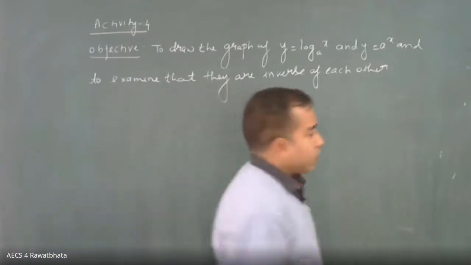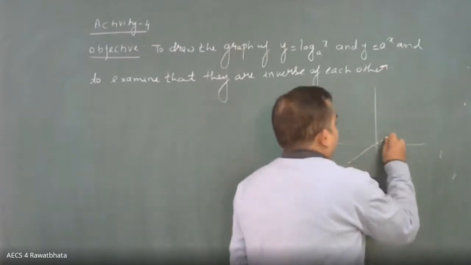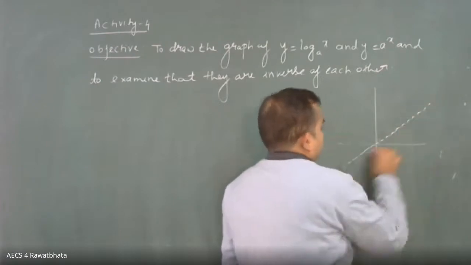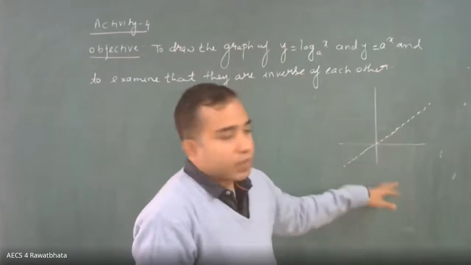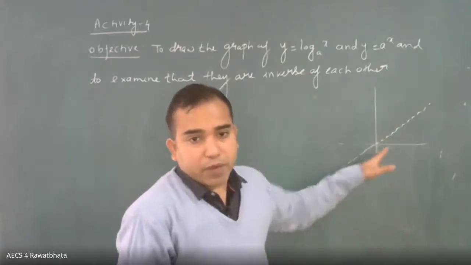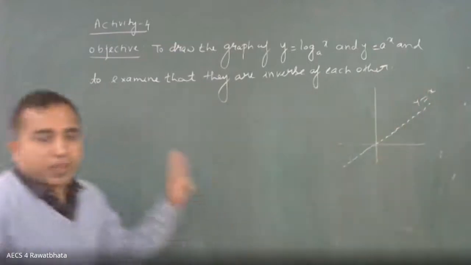To examine inverse of each other, the way is that you should draw a line y equal to x, and about this line one graph should be the mirror image of the other graph. About this line y equal to x line, then they are the inverses of each other, right? So this we can examine.